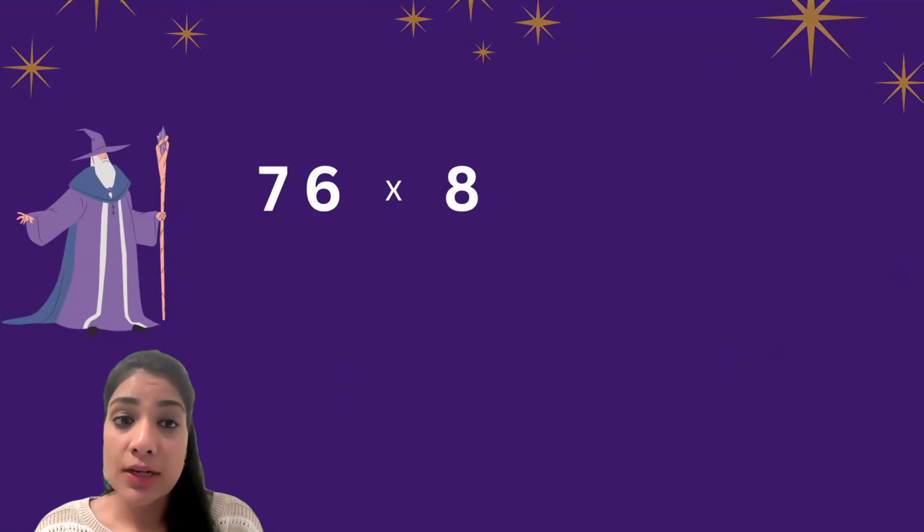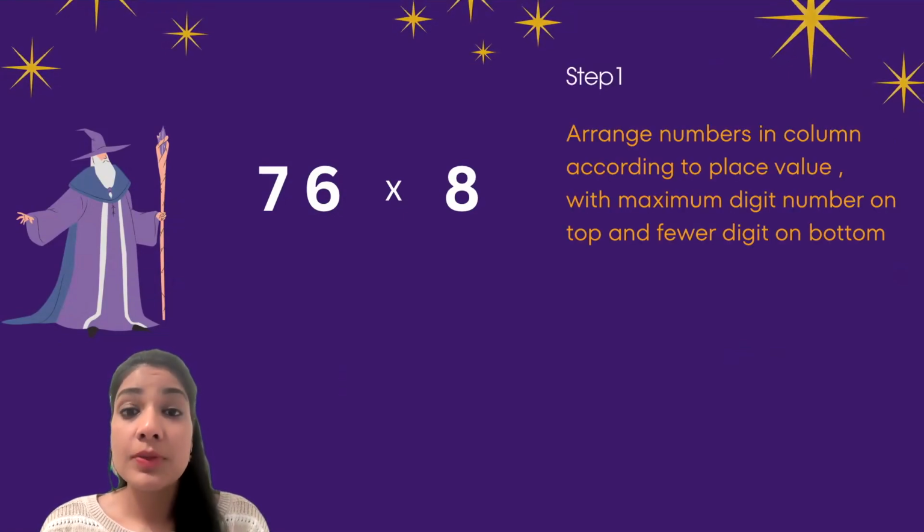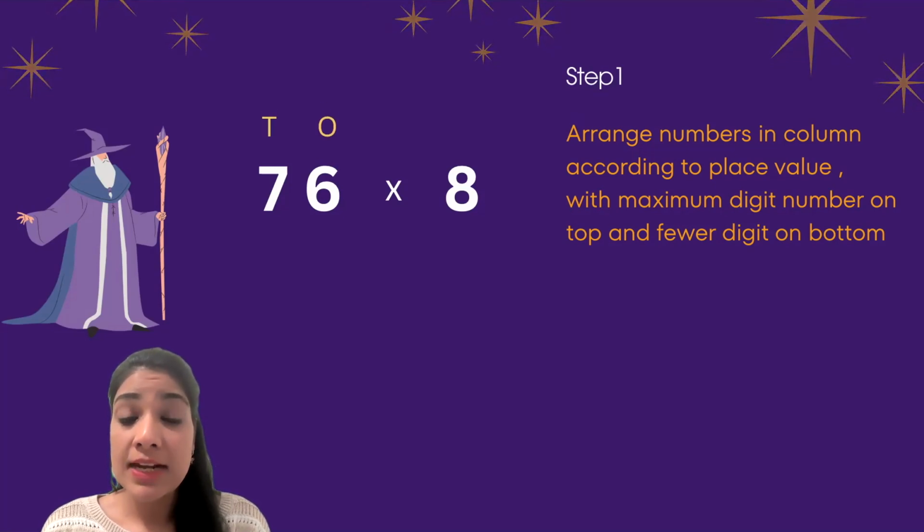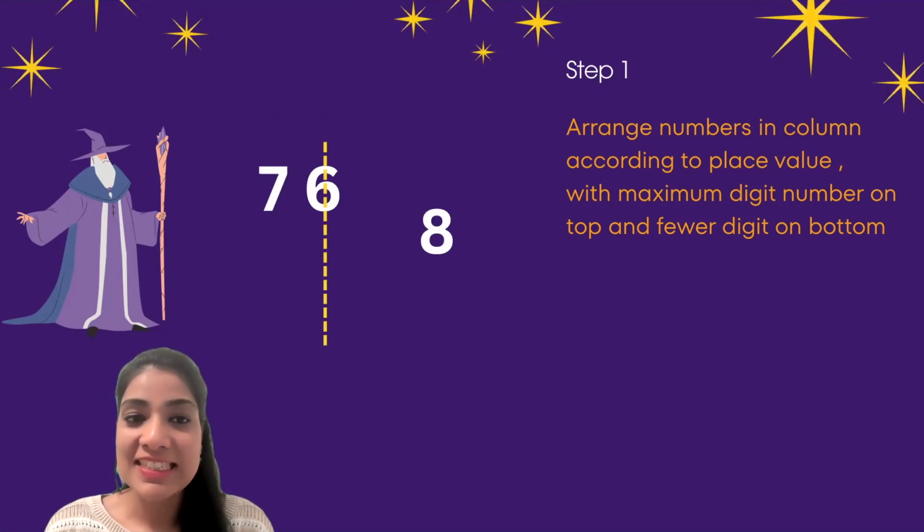So we need to calculate 76 times 8. The first step will be to arrange numbers in column according to the place value, just like how we did for addition and subtraction. The bigger number will go on top and the smaller number will go on bottom. So 6 is at 1's place. Where will 8 go? Under the 6.